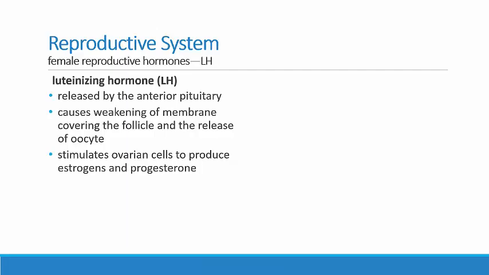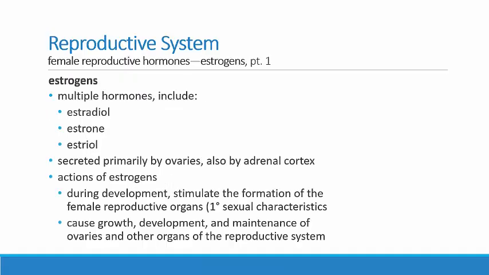And so we see weakening of that membrane, and then the flooding in of fluids that will eventually lead to the increase of hydrostatic pressure that's going to rupture that membrane. And as the membrane ruptures, then the secondary oocyte that is developing within is released into or toward the uterine tubes.